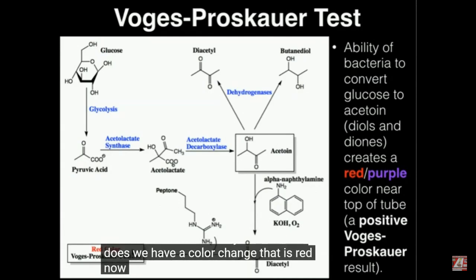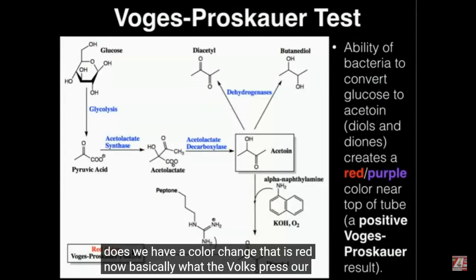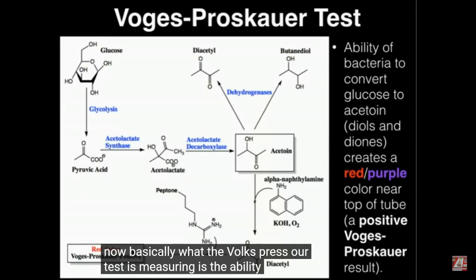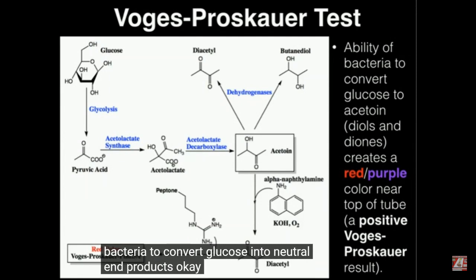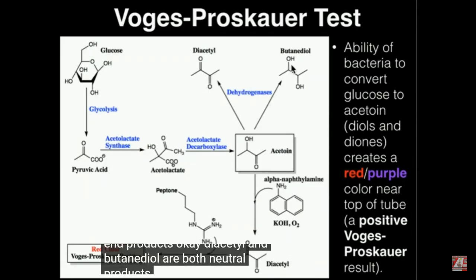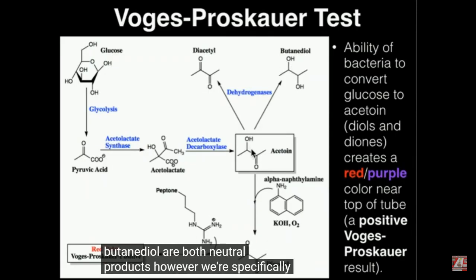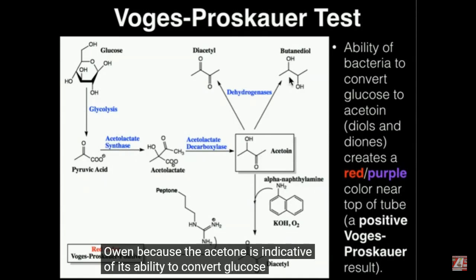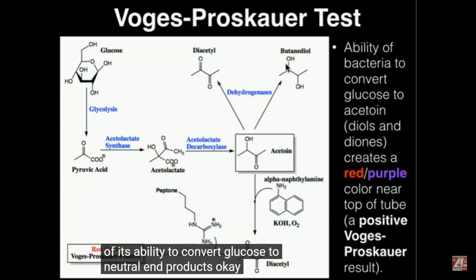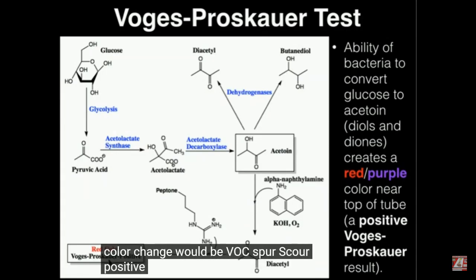that is red. Now, basically, what the Voges-Proskauer test is measuring is the ability of bacteria to convert glucose into neutral end products. Okay? Diacetyl and butanediol are both neutral end products. However, we're specifically reacting these reagents with the acetone because the acetone is indicative of its ability to convert glucose to neutral end products. Okay? And a red color change would be Voges-Proskauer positive.